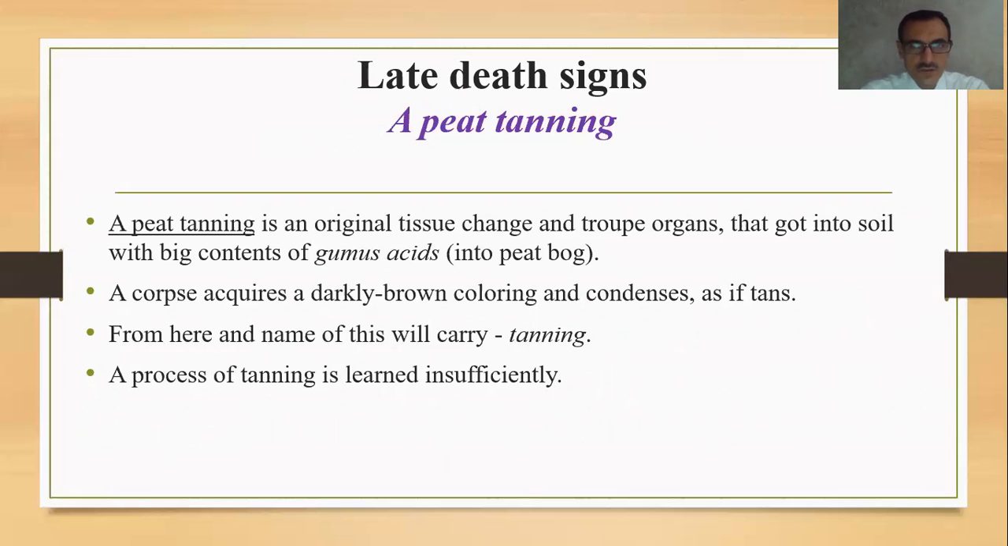And the final stage of the late death signs is peat tanning. Peat tanning is a tissue change of bodies and organs that got into soil with big contents of humus acids, into a peat bog. A corpse acquires a dark brown coloring and condenses as if tanned. From here comes the name of this process, tanning. The process of tanning is learned insufficiently.